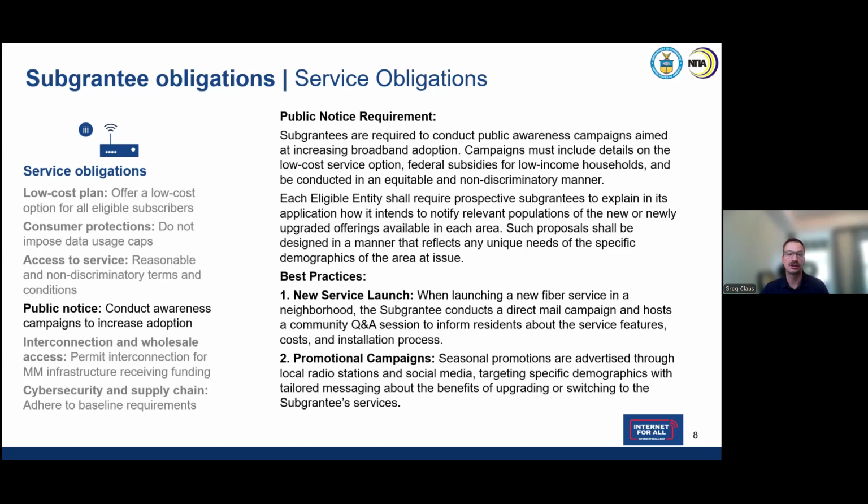If you're doing a new service launch, you could do a direct mail campaign, host community question and answer sessions, or work with the local municipality or county to use whatever distribution methods they have. So in a water bill, you could put your notice in so that you're making sure all new potential customers are aware of this service. Promotional campaigns, social media, local radio. How are you targeting specific demographics? Are there community anchor institutions you could partner with and do promotion there?